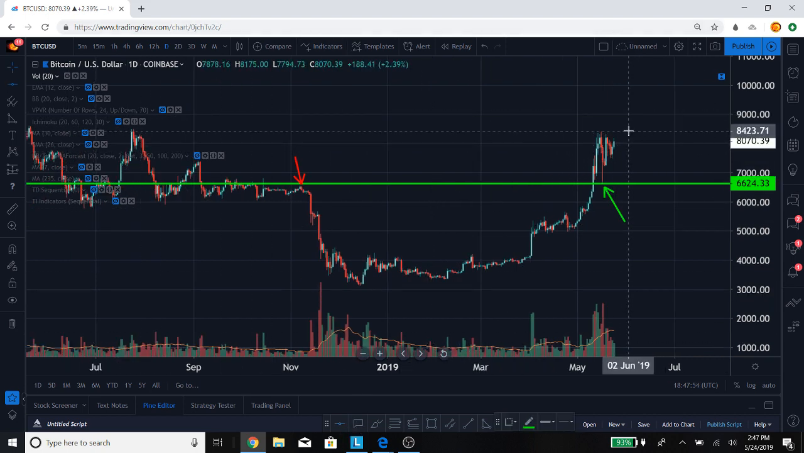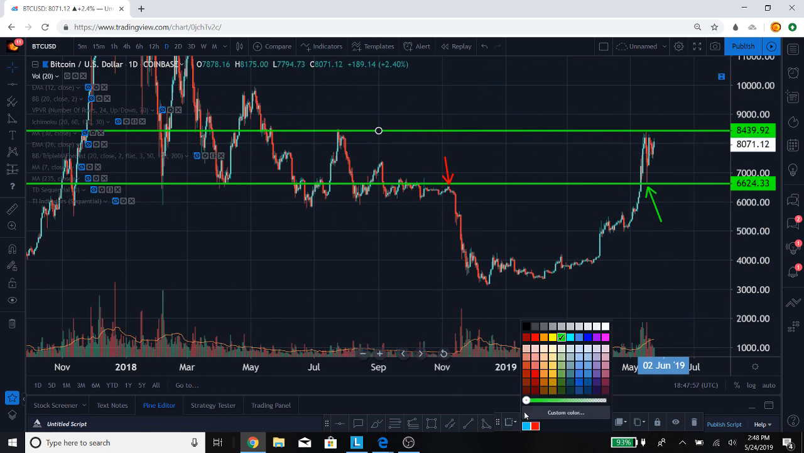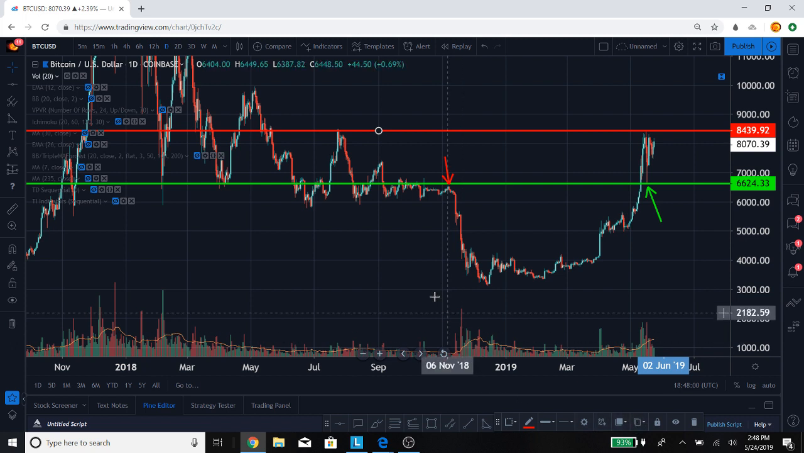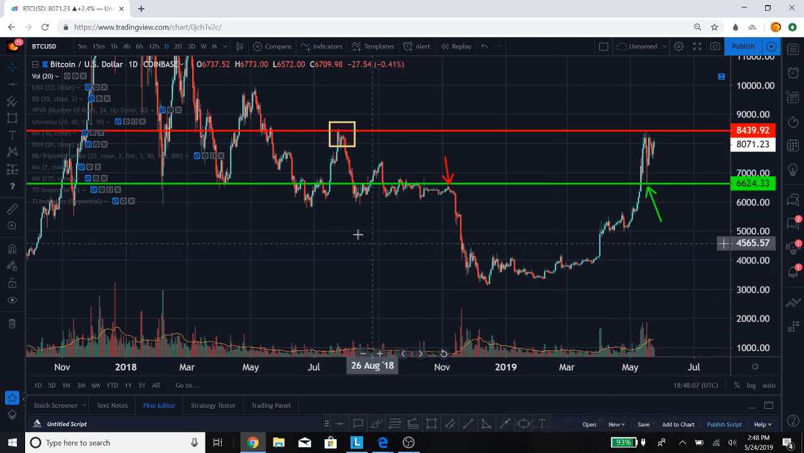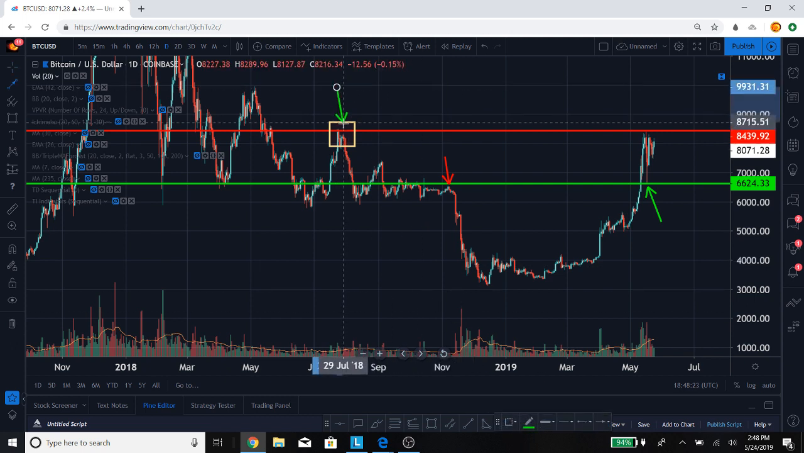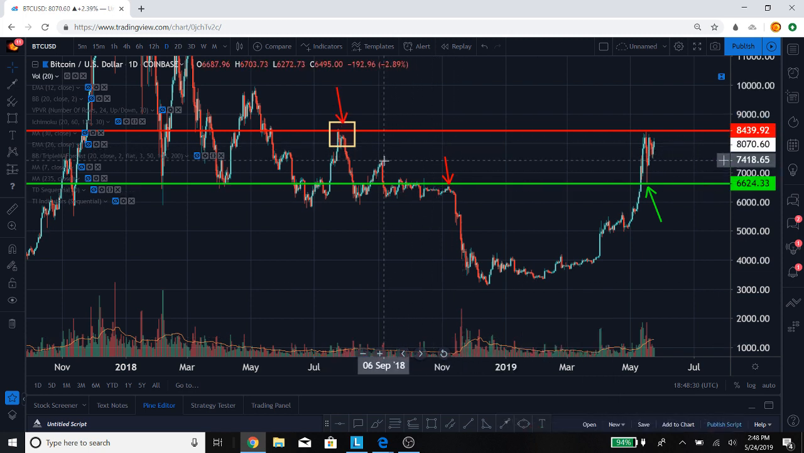And basically the $8,400 area, let's make this red, coinciding with this cluster of price history that we had back in July and the beginning of August of 2018, proved to be a very sharp and significant bearish rejection in the price action of Bitcoin at that time, which brought in a lower high on the next bounce, a lower high on the next bounce, and then finally the capitulation move there.